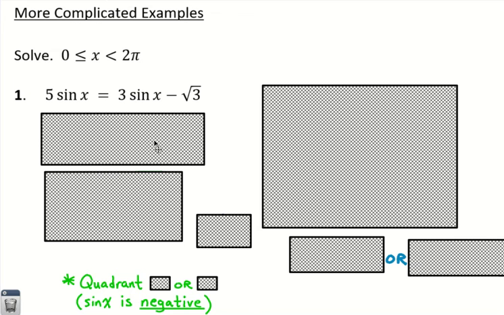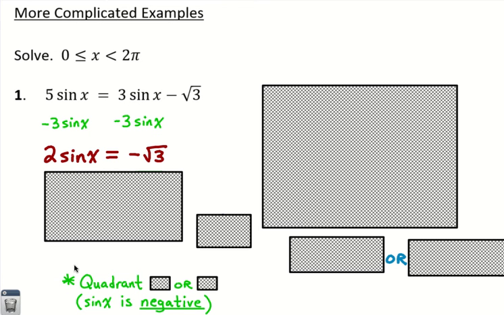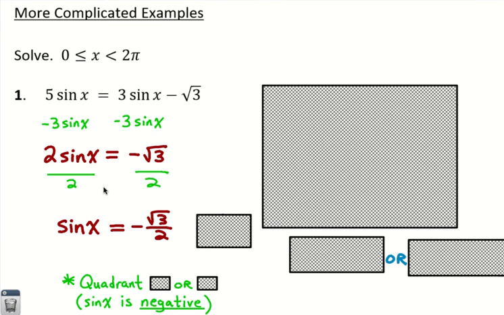So the first thing we're going to have to do here is subtract the 3 sine of x over to the other side and get to here. So we have 2 sine of x equals negative root 3. And there's one more thing we have to do to get the sine of x by itself, which is what? Divide both sides by 2. So we divide both sides by 2 and we get the sine of x all by itself.